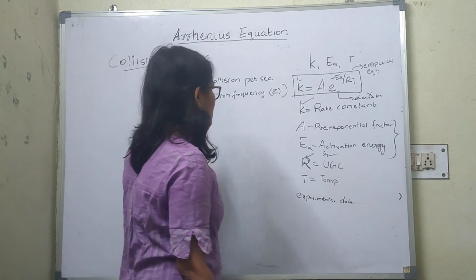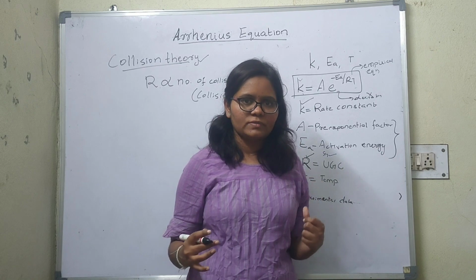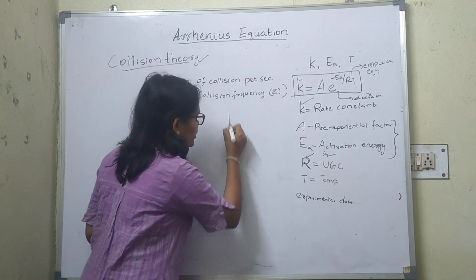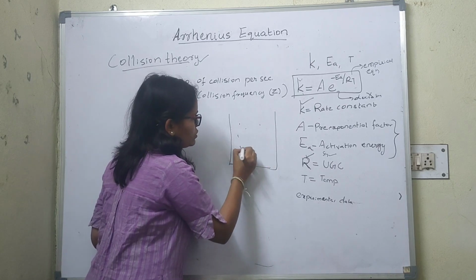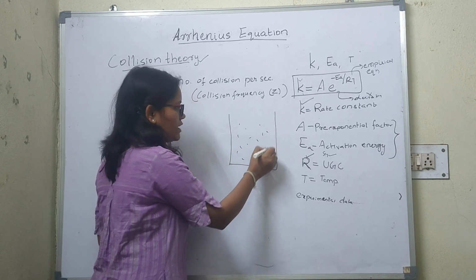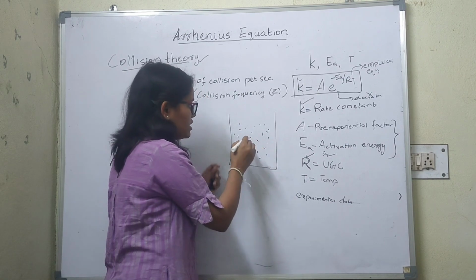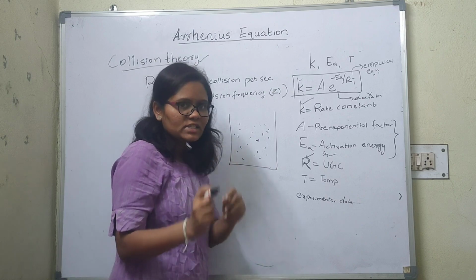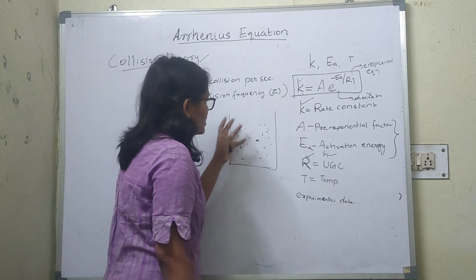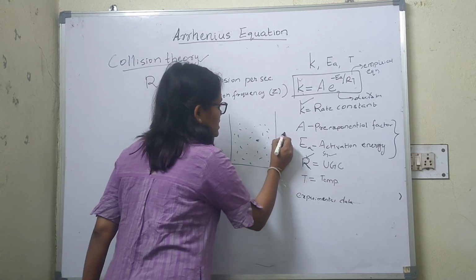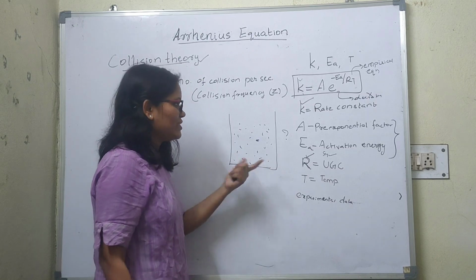Okay, now there arises one more important question, and that is, do all the collisions lead to the formation of product? Let me explain you this way. Suppose this is our reaction vessel and we have reactant molecules, and all these molecules collide with each other since they are in random motion, right? There is probability that one molecule collides at least with one other molecule. So do all these collisions lead to the formation of product? That is the main question. The answer is no.